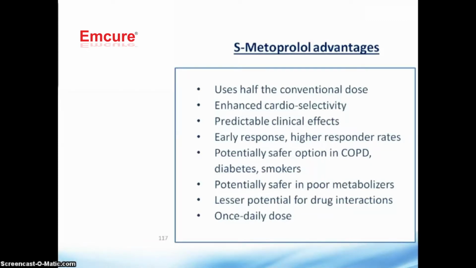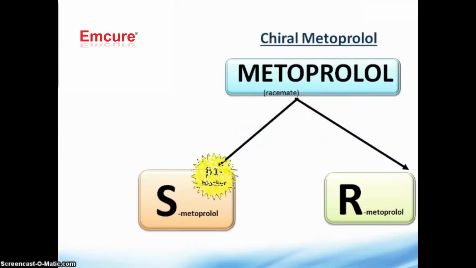So going on to the next slide, we talk about the chirally pure. You can see that the beta 2 blocker is the R isomer of metoprolol, and S metoprolol has basically beta 1 blocking activity.